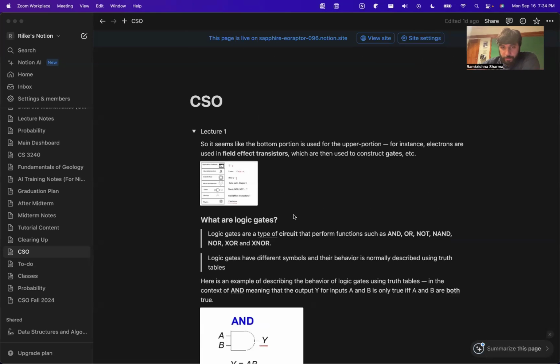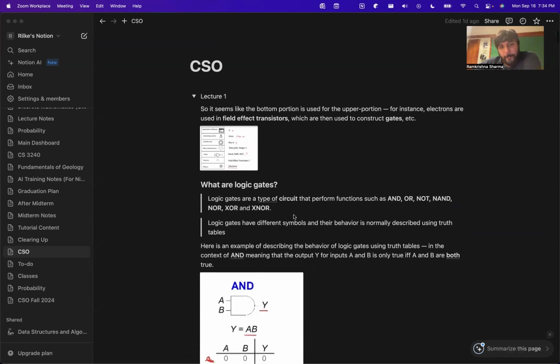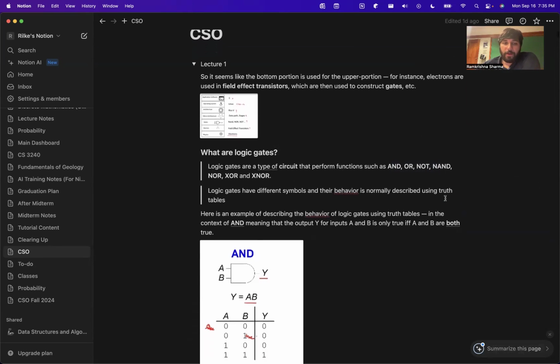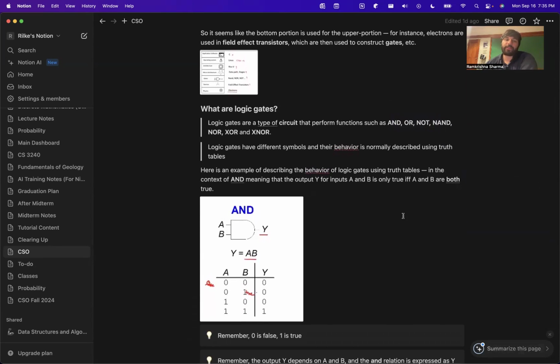So we're essentially just doing a quick overview of the things that we've learned so far in CSO. We were introduced to this idea of logic gates, which kind of represent Boolean logic, and we have a few operations here like AND, OR, NOT, NAND, which is NOT AND, NOR, XOR, and then XNOR. And we'll explain in detail what they are. And of course, we've said that logic gates have different symbols.